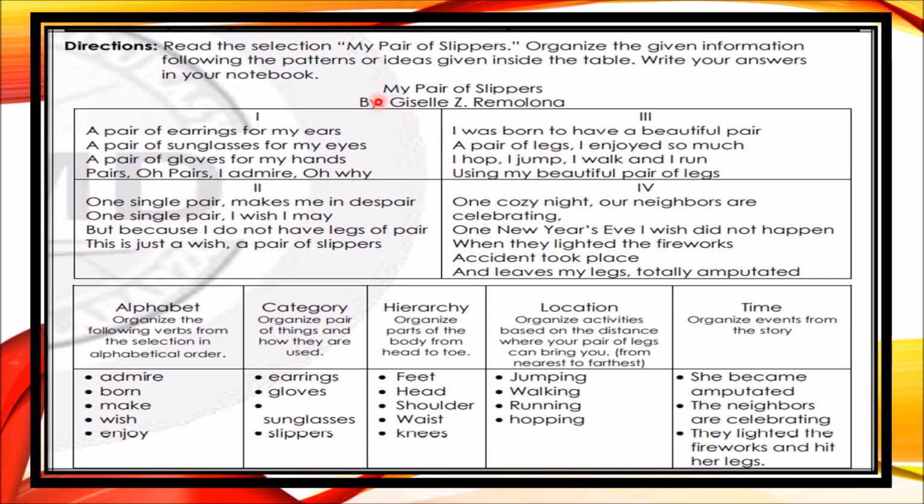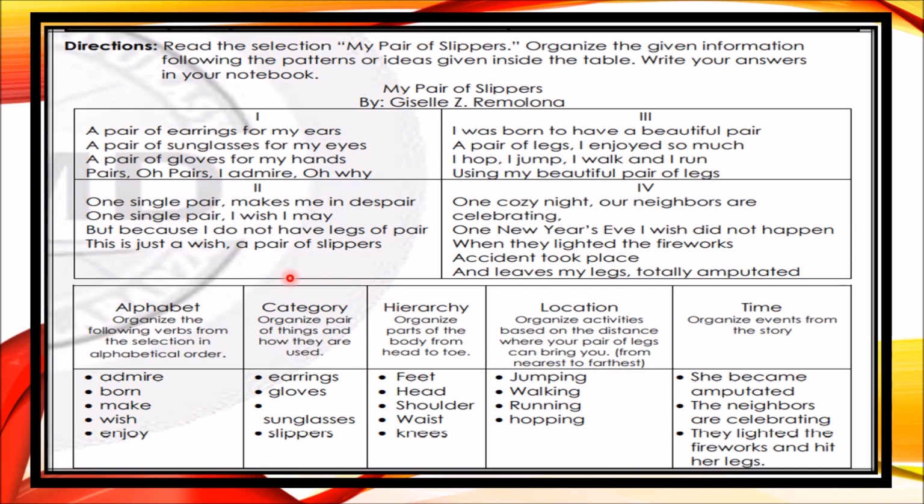Now, in this selection, there is a given table that you have. The first table, you have to alphabetize. You have to organize the following verbs from the selection in alphabetical order. So alphabetical order, start with, you write it here. What is letter A? Admire, born, enjoy, make, and wish, like that.